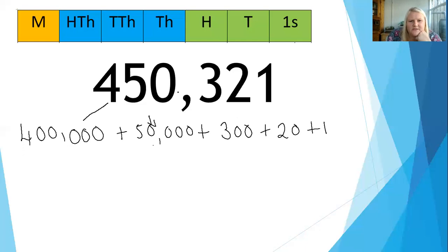And then our thousands right here. Oh, that was a really weird 0 there. That is a place value holder. That is holding the value of these other numbers. If that wasn't there, these ones would shift down and this number wouldn't have the value that it needs. It would be 45,000 instead of 450,000.